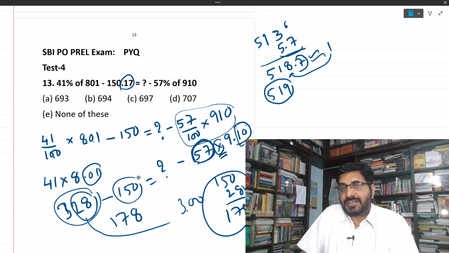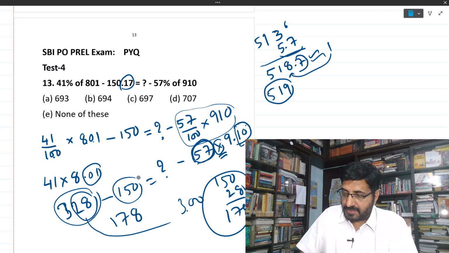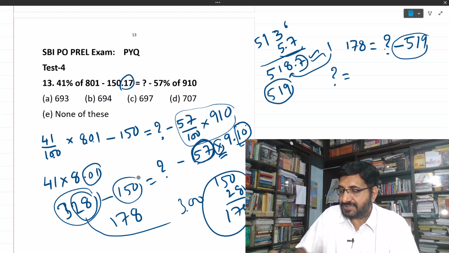Okay, let me write this clearly, I will get confused otherwise. So now my entire equation will become: LHS is 178, RHS is question mark minus whatever you have calculated, this 519. So question mark I want. So send this minus 519 to LHS, so it will become plus 519.